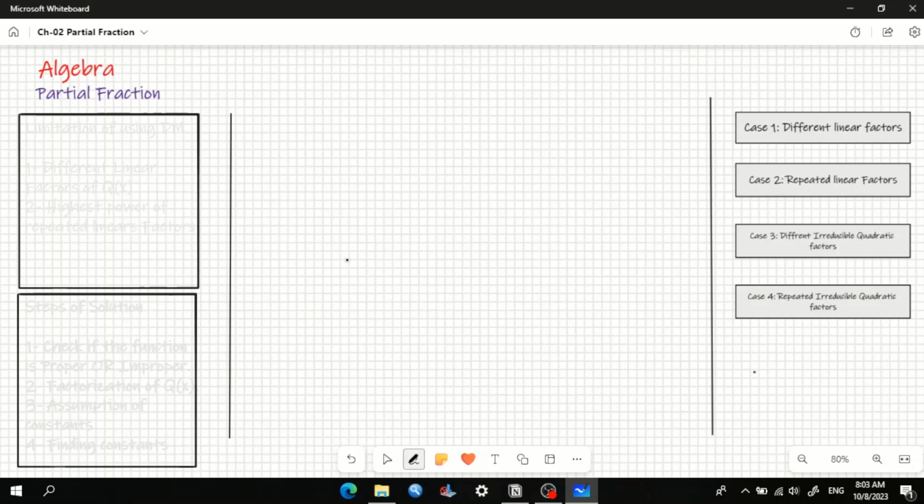What's meant by partial fraction? If I have these fractions, 3 by x minus 1 plus 1 by x plus 2, and want to convert these fractions to a single fraction, we do that.